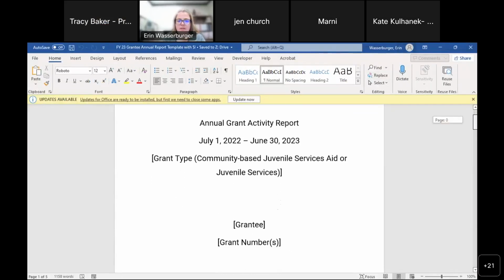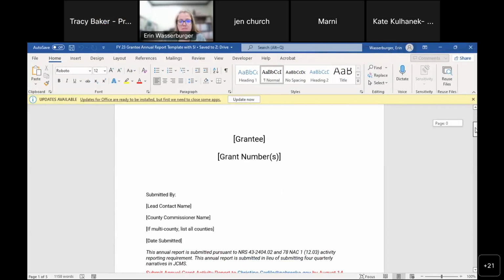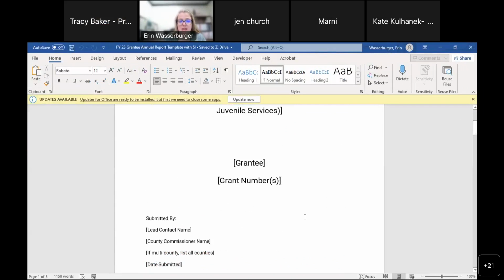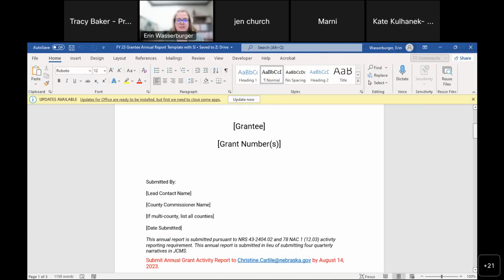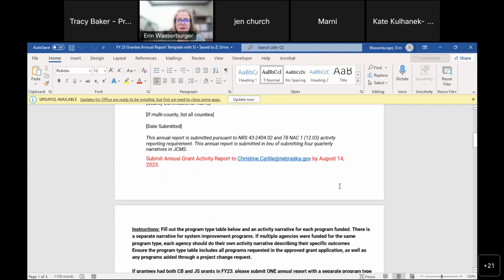With the annual grant activity report, one thing that we did change this year is if you receive a CBA and a JS grant, this year you only need to submit 1 report. Just make sure that all the grant numbers are listed, and if the information is different below, that everything is submitted for both the grants. This year they're due on August 14th. If you want to get them to us sooner, that's great.